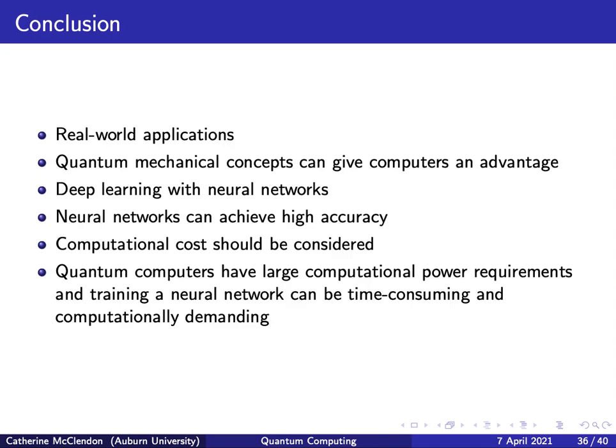Deep learning with neural networks is another expanding field with many applications, especially in research and industry. And neural networks can achieve a high accuracy with a relatively simple design. However, the computational cost of both quantum computing and neural networks should be considered, as quantum computers have large computational power requirements, and training a neural network can be time-consuming and computationally demanding.